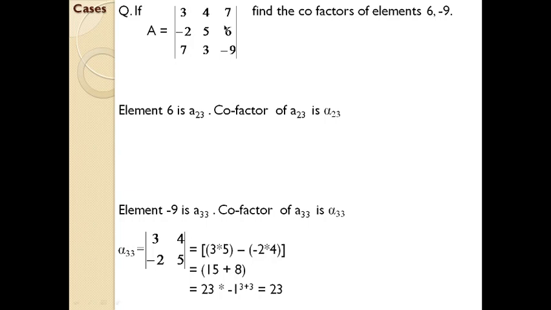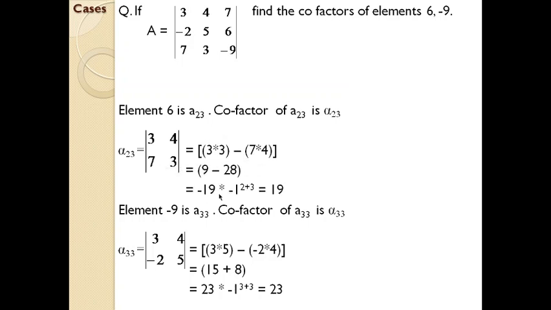So 6 is in the second row, third column. So element 6 is A23. So the cofactor of A23 is alpha 23. So alpha 23 equals, if you are selecting 6, the corresponding row and the column in which that particular element stands will be neglected. So the remaining items are 3, 4, 7, 3. So 3 into 3 minus 7 into 4, it will be 9 minus 28, that will be minus 19. Minus 19 is the minor of this element, that is 6.